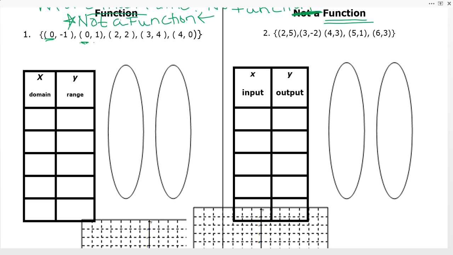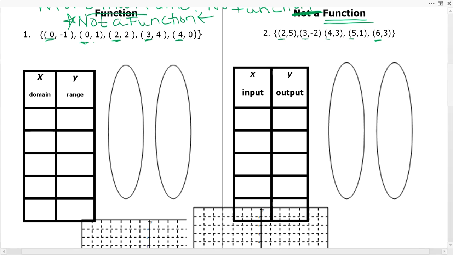The first thing you notice is I was looking at only my x values, not my y values. I'm only looking at my x values. If I have an x value that happens more than once, it is not a function. If you look at number 2, you have 2, 3, 4, 5, 6. Those are all different, so it is a function.